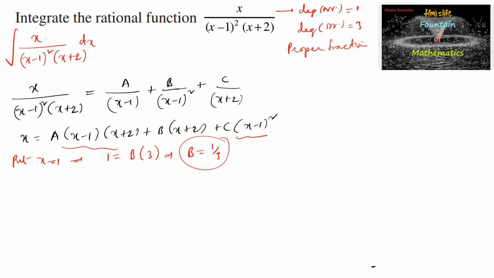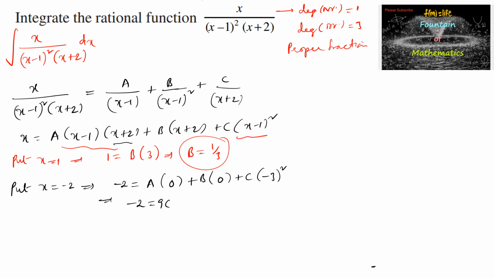And now again substituting, or put x is equal to minus 2. So we can write minus 2 is equal to a times of minus 2 plus 2 is 0, and again b times of minus 2 plus 2 is 0 plus c times of minus 2 minus 1 is minus 3 whole square. So we can write minus 2 is equal to 9c, or c is equal to minus 2 upon 9.